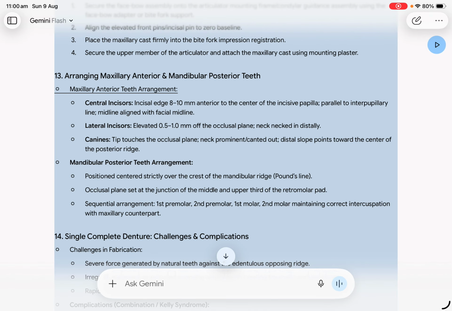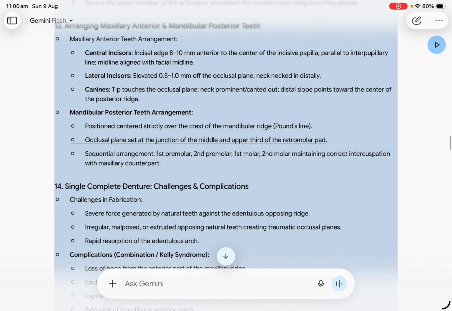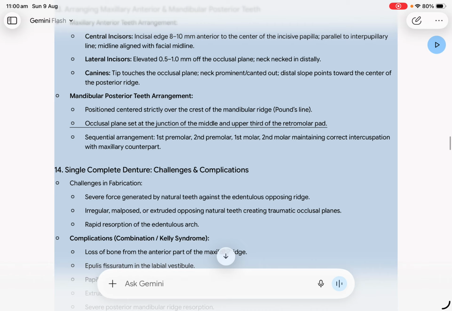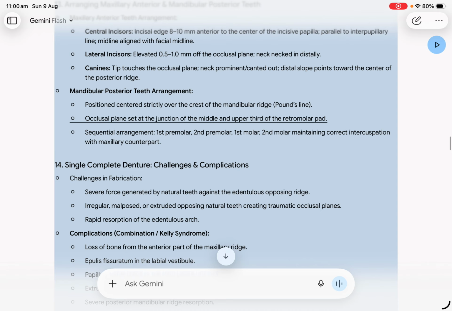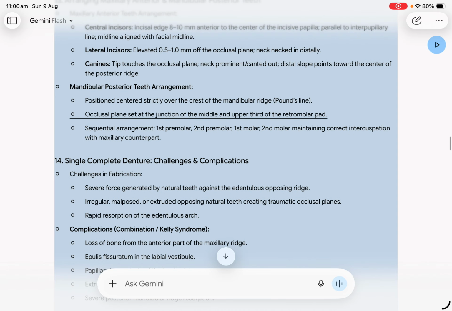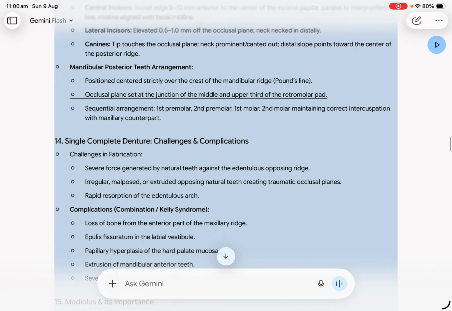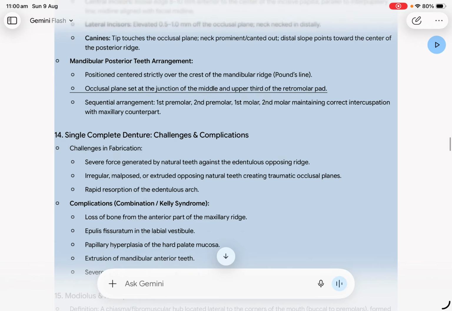Neck prominent, canted out. Distal slope points toward the center of the posterior ridge. Mandibular posterior teeth arrangement: positioned centered strictly over the crest of the mandibular ridge, Pound's line, occlusal plane set at the junction of the middle and upper third of the retromolar pad. Sequential arrangement: first premolar, second premolar, first molar, second molar, maintaining correct intercuspation with maxillary counterpart.